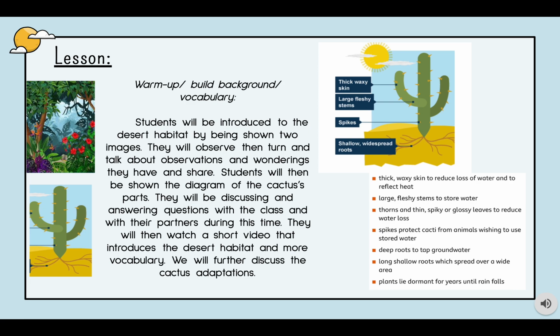They will then watch a short video that introduces the desert habitat and more vocabulary. We will further discuss the cactus's adaptations that are listed on the right. During this time, students will make connections to past learning while identifying key vocabulary. Questions will be generated, and the use of visualizations are strategies that we used. The picture is labeled to organize the key terms that will point to the plant parts.